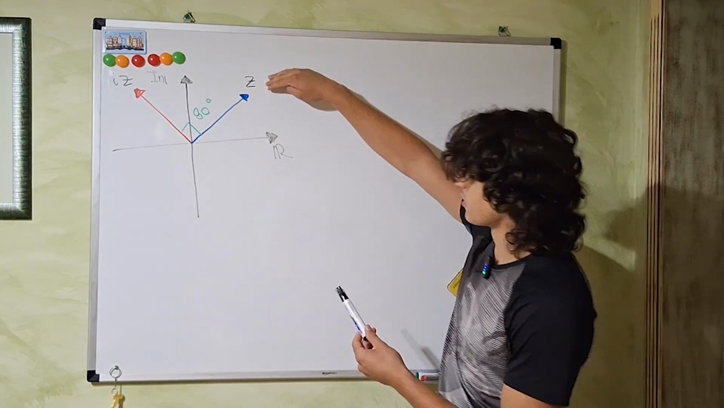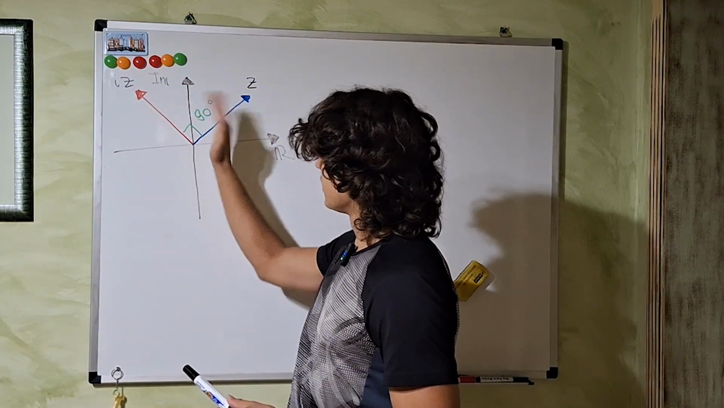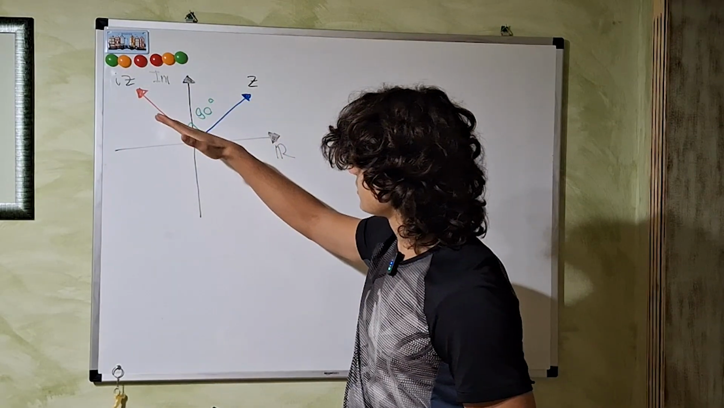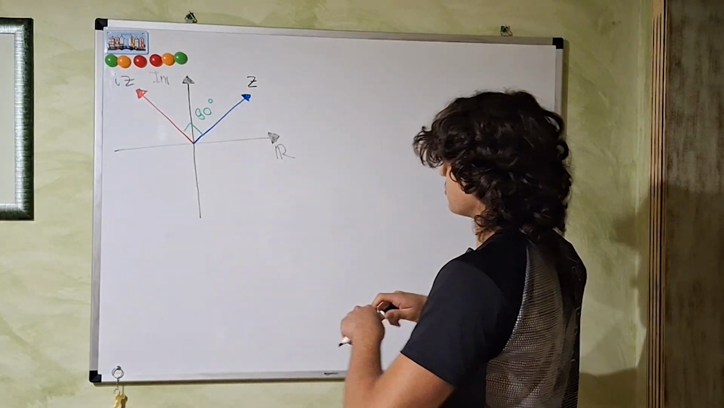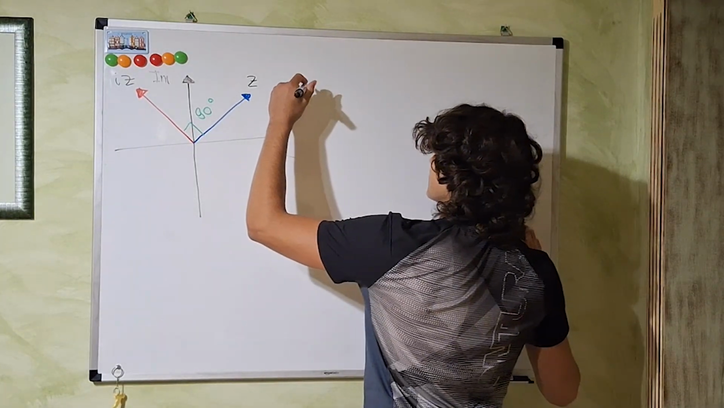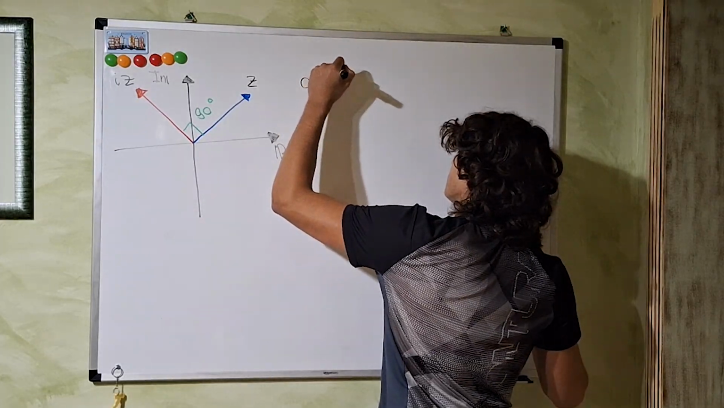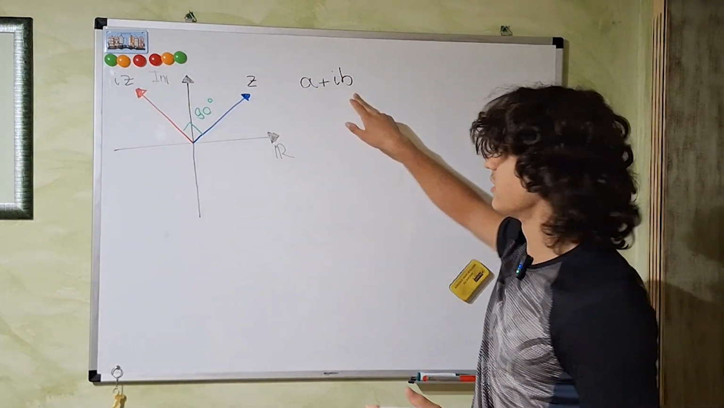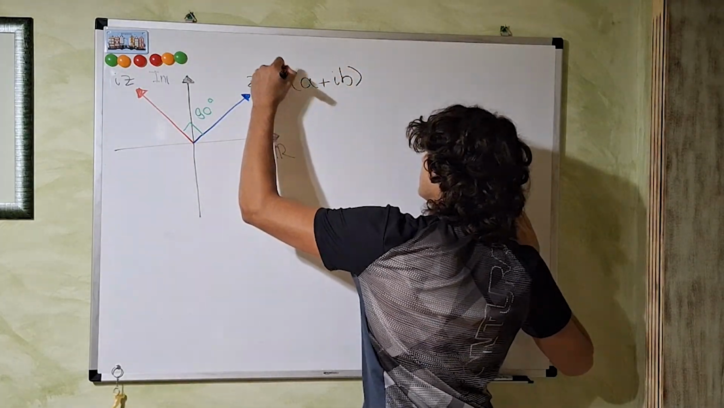So if we have a complex number z, we multiply z by i, we get another vector of the same length, rotated by 90 degrees counterclockwise. So we want to prove this being true for any vector. So let's take the most general complex number, a plus ib, where a and b are real numbers, and we want to multiply this by i.